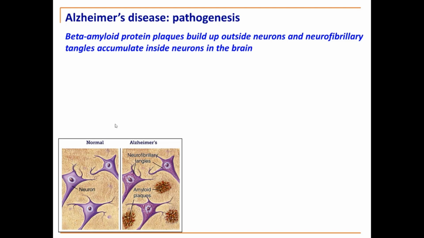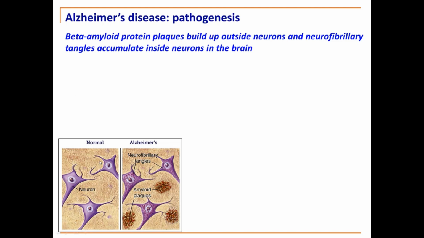And so what about the pathogenesis? What's going on to cause this memory loss? What's going on to reduce all this acetylcholine? What's basically happening to stop these neurons from functioning correctly and then actually going on to die? Well, you seem to have the buildup of beta-amyloid protein plaques. They build up outside the neurons, and neurofibrillary tangles accumulate inside the neurons within the brain.